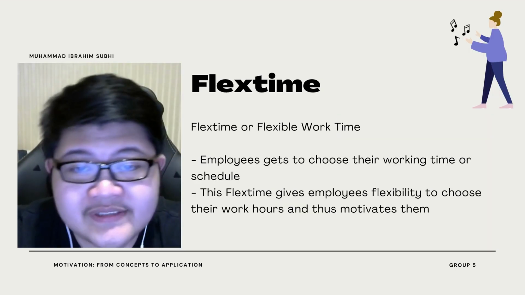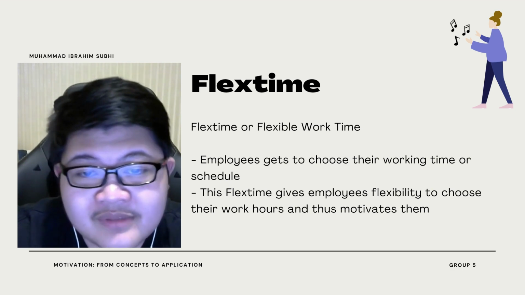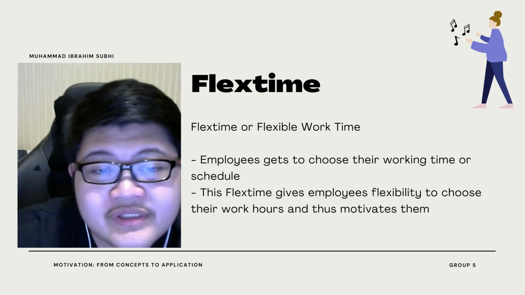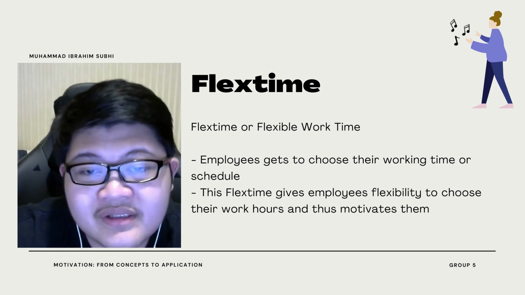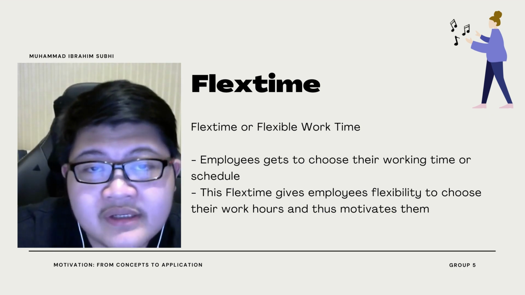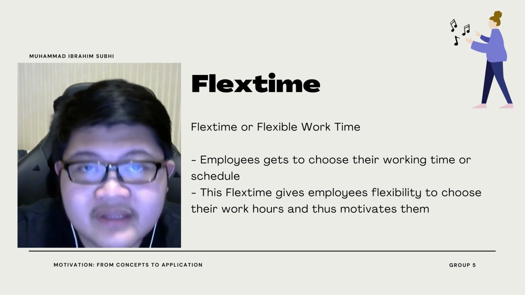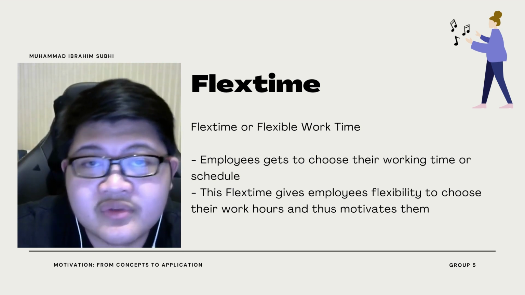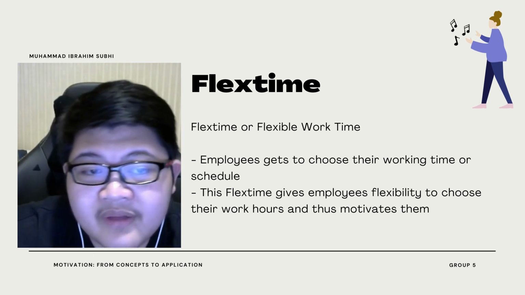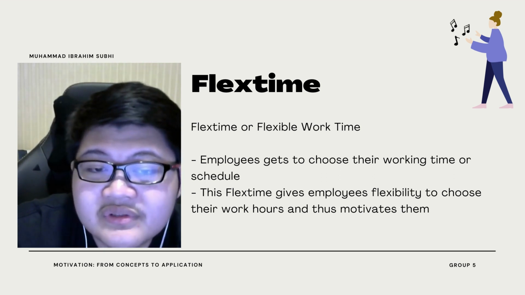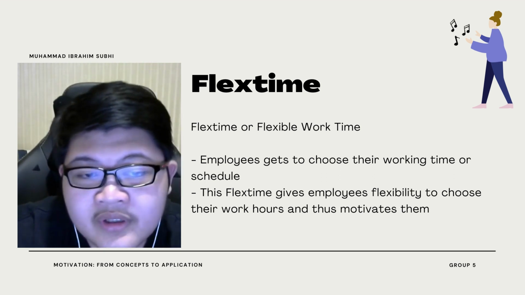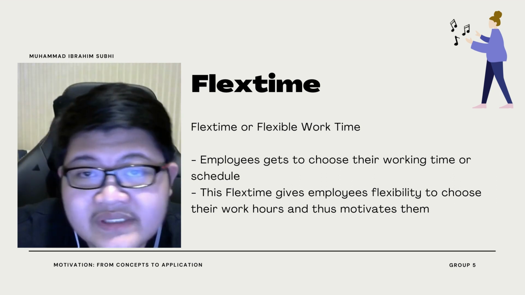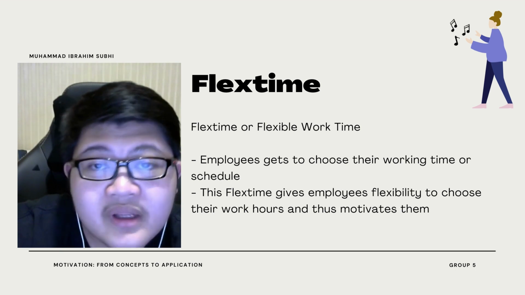So the first one is flex time. Flex time is short for flexible working time. Basically, in this working arrangement, employees get to choose their own working time or schedule. This flex time gives the employees flexibility to choose their work hours and thus motivates them. For example, if I am a morning person, I would choose to work from maybe 7 to 2, or if I am not a morning person, I would choose to work from 10 to 4 so I could be more productive. So it could be concluded that this flexibility given to the employees could empower them.